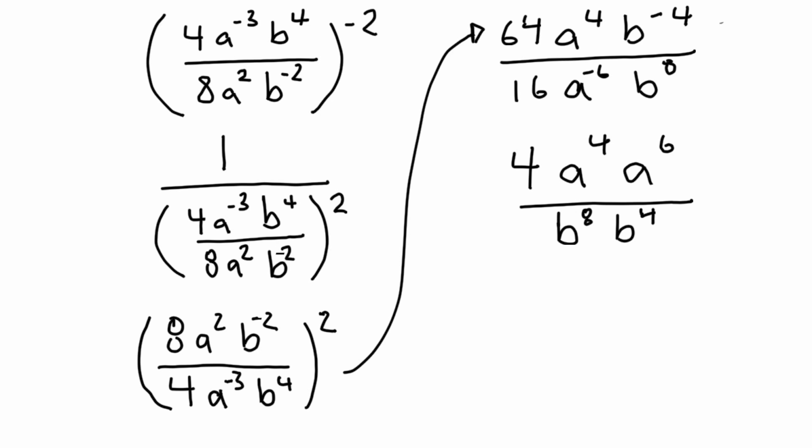Now we can continue to simplify. I have a's that I can put together, and since it's multiplying, we add the exponents. So it becomes 4 times a to the power of 10 over, same thing here, we're adding the exponents, b to the power of 12. And that is how we simplify this expression.